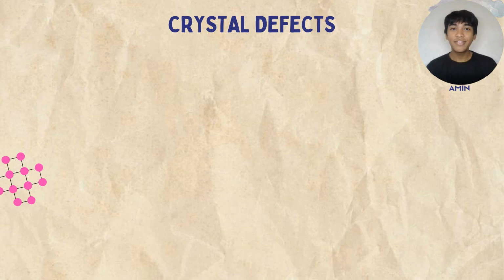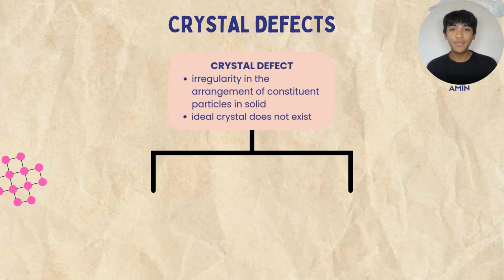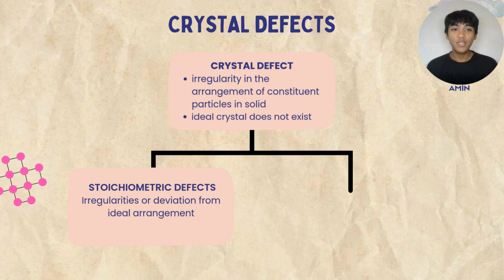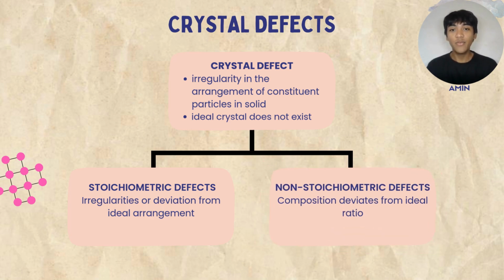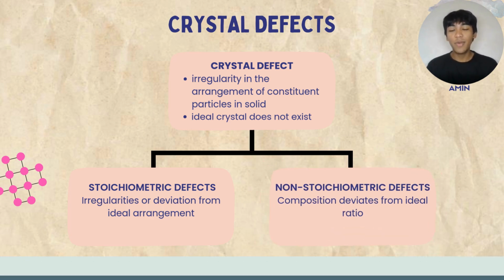Crystal defect. A crystal defect is an irregularity in the arrangement of constituent particles in a solid. The ideal crystal does not exist. There are 2 crystal defects. The first one is stoichiometric defect, which is an irregularity or deviation from the ideal arrangement, and the second one is non-stoichiometric defect, whose composition deviates from the ideal ratio.